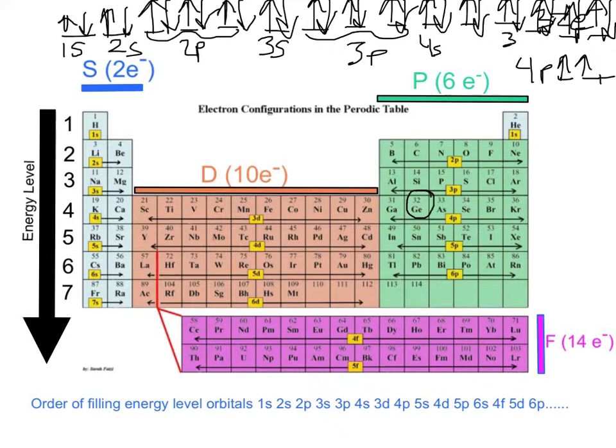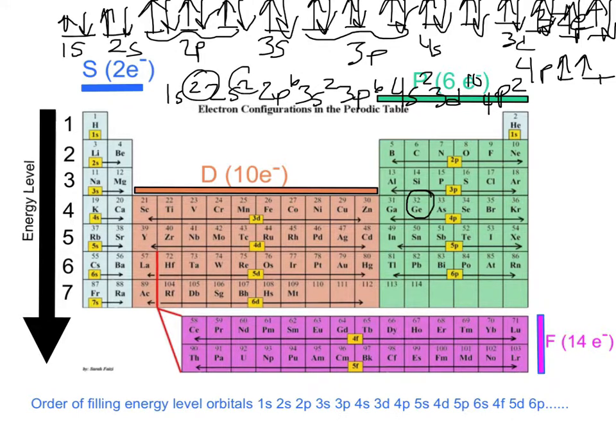These are the 3d. So we have 1s2, 2s2, 2p6, 3s2, 3p6, 4s2, 3d10, 4p2. And if we add these all up: 2, 4, 10, 12, 18, 20, 30, 32.